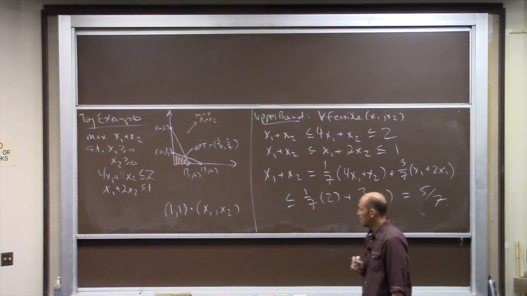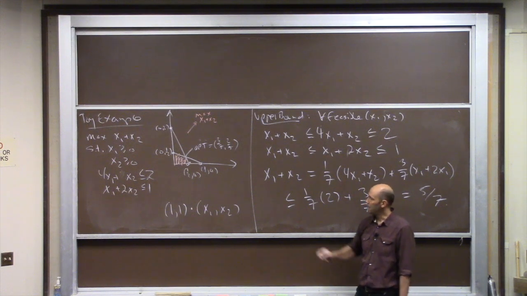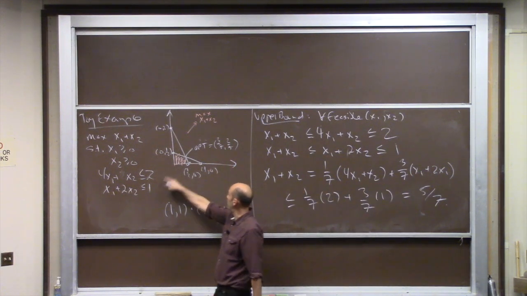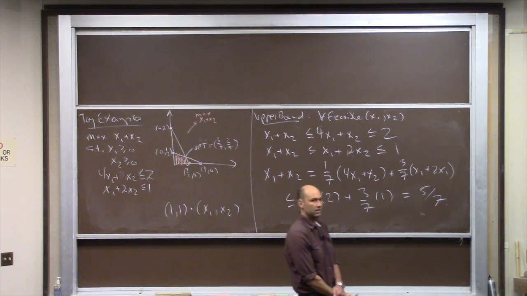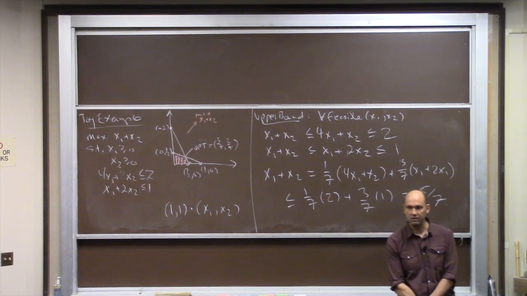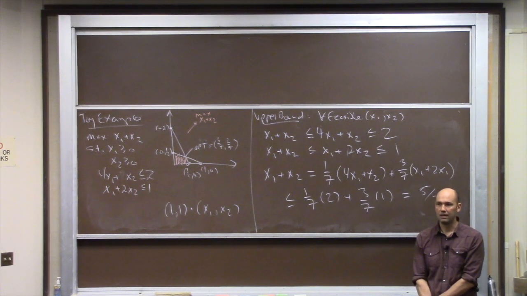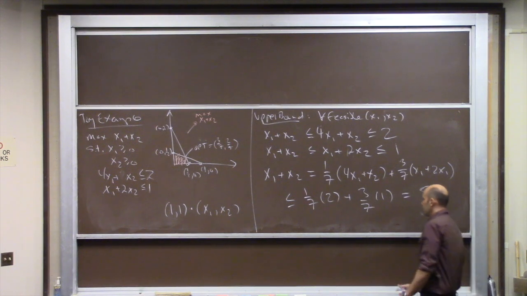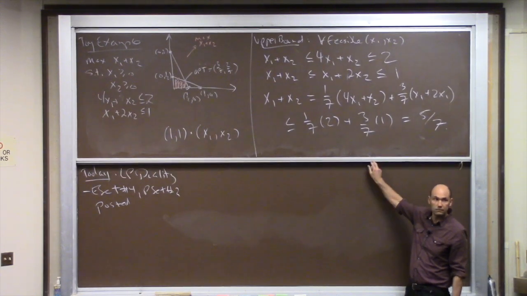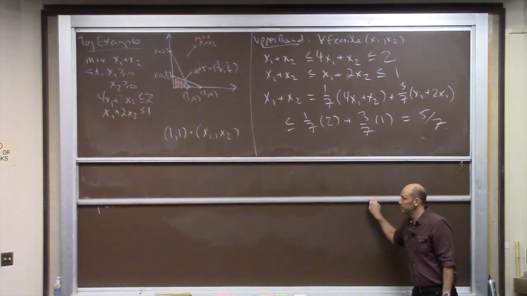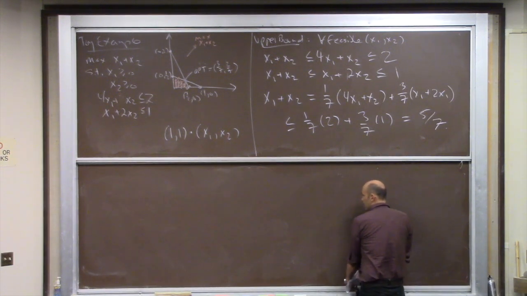All right. Now in this particular case, we actually know this is a tight upper bound because we know there's a feasible solution to this linear program, 3/7, 2/7, that actually attains this upper bound, that has objective function value as high as 5/7. So clearly we're not going to prove any better upper bound. This is the best it gets. Any questions about that? All right. So that's more or less duality in a nutshell.